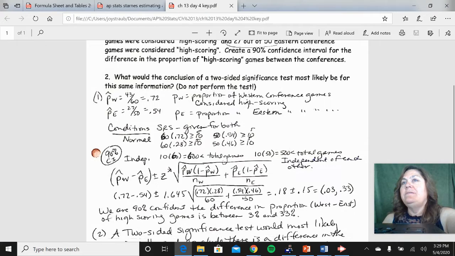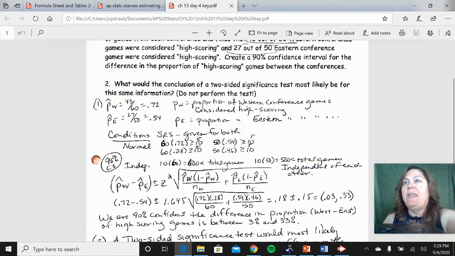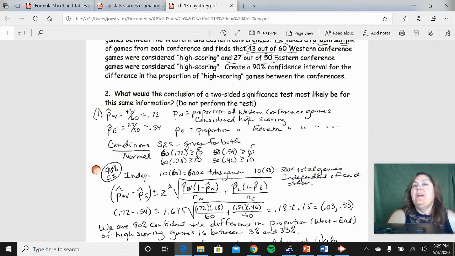All right, let's see how you did with question number one. You need to establish the p-hats because it didn't give it to you exactly. So we do our x over n's for each of those. You can see here that I have the p-hat of the west and the p-hat of the east. Then make sure that you let your readers know what your parameter is and what your population is. So this is the proportion of the Western Conference games that were considered high scoring, and this is the Eastern.